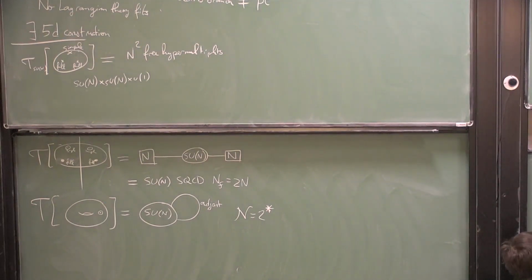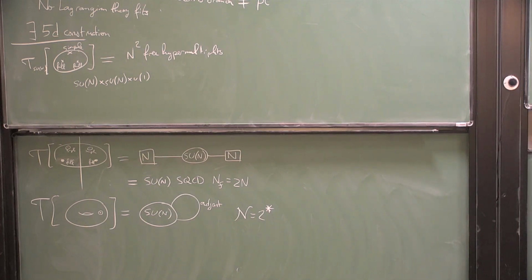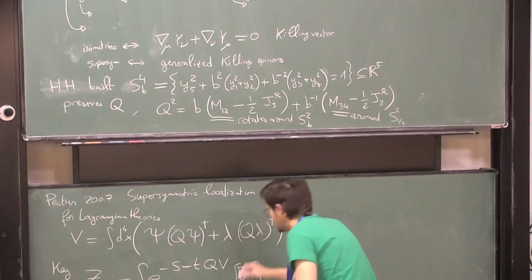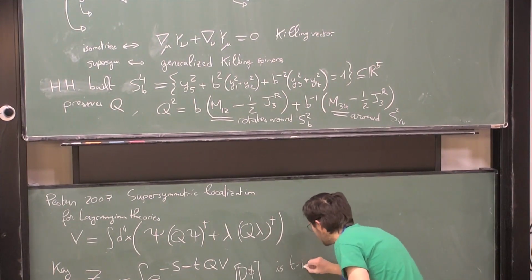And then the key is that the partition function you care about is just the integral of e to the minus S with a measure. And what we're going to do is introduce a parameter t, which is just a positive real number, and we're going to deform the action by tQV. I just need a notation for the measure. This is t independent.